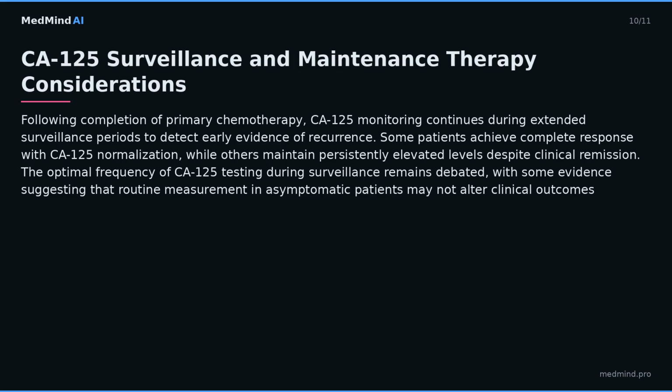The optimal frequency of CA-125 testing during surveillance remains debated, with some evidence suggesting that routine measurement in asymptomatic patients may not alter clinical outcomes significantly. However, CA-125 elevation in previously normal levels warrants prompt clinical evaluation and imaging to assess for recurrence. In select patients receiving maintenance therapy following chemotherapy, CA-125 trending guides continuation or modification of treatment strategies. The combination of clinical assessment, imaging, and CA-125 values provides the most comprehensive approach to long-term follow-up and recurrence detection.